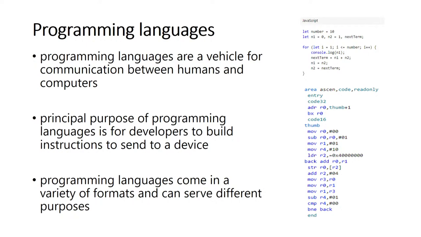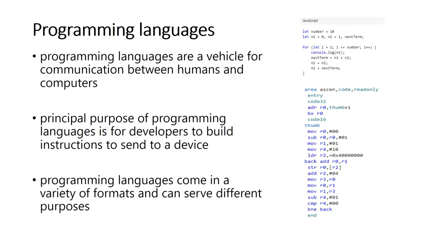The principal purpose of a programming language is for developers to build instructions to send to a device. Programming languages are developed so that we can make an interface between a human and the computer. Programming languages come in a variety of formats and can serve different purposes. So actually there are different types of programming languages.